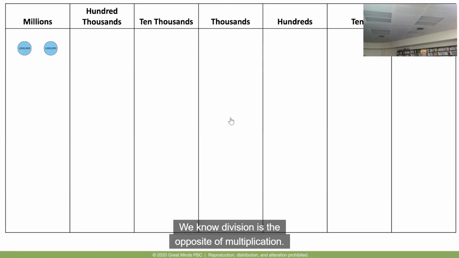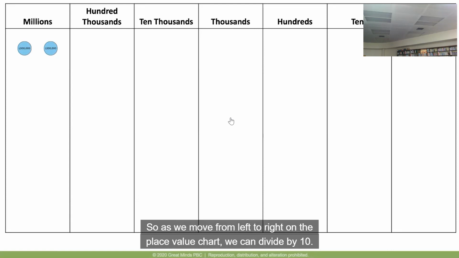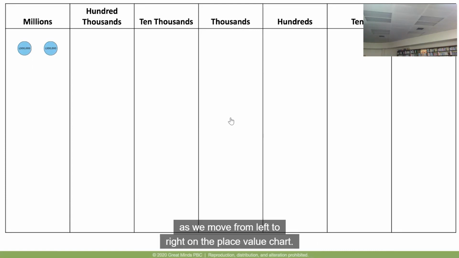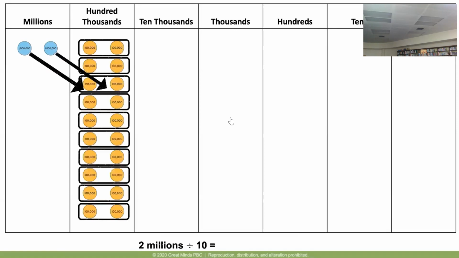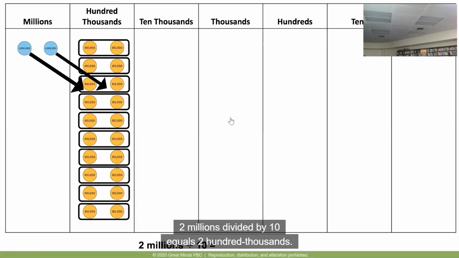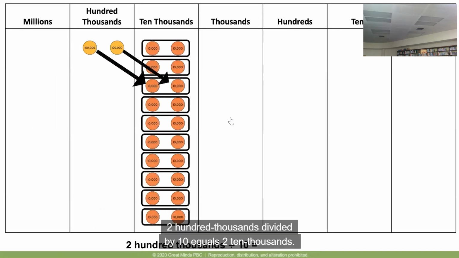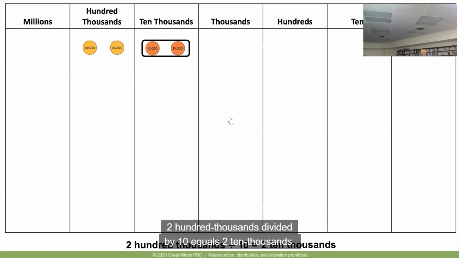We know division is the opposite of multiplication, so as we move from left to right on the place value chart, we can divide by 10. Read the division sentences with me as we move from left to right on the place value chart. 2 millions divided by 10 equals 200 thousands. 200 thousands divided by 10 equals 2 ten thousands.